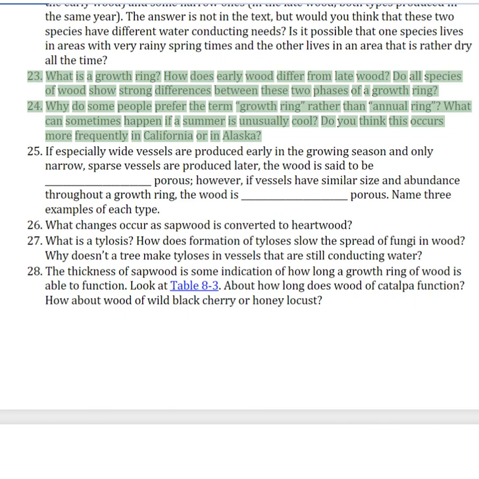24. Why do some people prefer the term growth ring rather than annual ring? What can sometimes happen if a summer is unusually cool? Do you think this occurs more frequently in California or in Alaska?